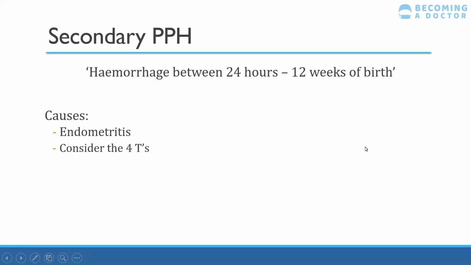And then just quickly, secondary PPH, between 24 hours and 12 weeks of birth, has some slightly different causes. You could still have the 4 Ts, so tone, if it's just after 24 hours, could happen. Retained placenta is the most likely from that, which you can do an ultrasound to assess if they've got any retained placental tissue. Trauma, you can still have bleeding from sutures or from a trauma site, but the most common one is endometritis, so infection of the endometrium, which can cause bleeding. So you would need to do some swabs and give her some antibiotics.